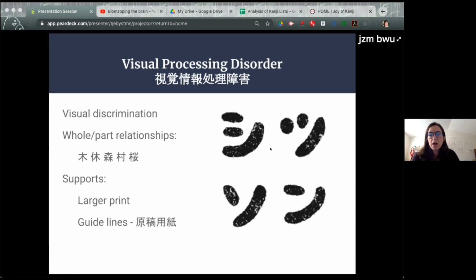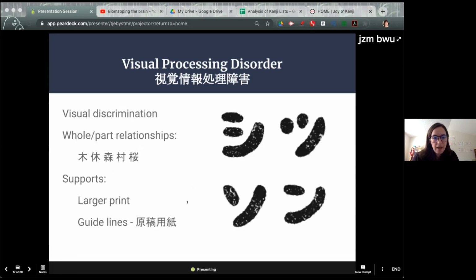So visual processing disorders, there are some really straightforward supports we can give them. Larger print helps.